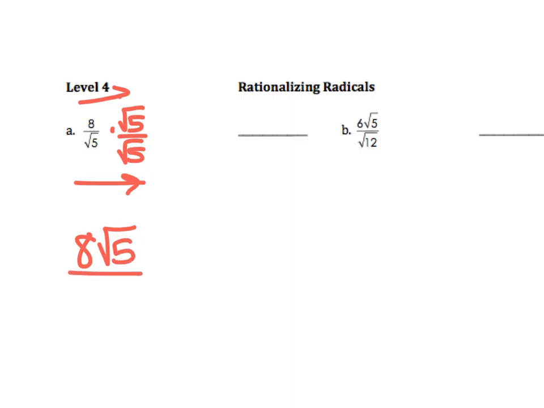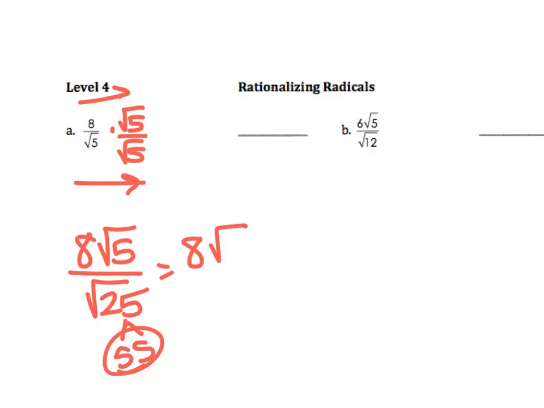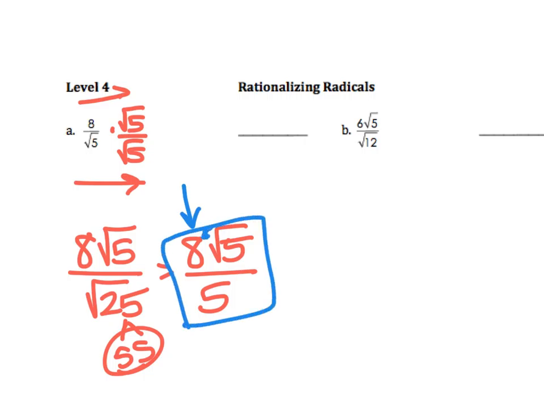Then in the denominator, you can multiply root 5 times root 5 to get you root 25. And then simplify. 25 is just 5 and 5. So this equals 8 root 5 over 5. And again, you always want to make sure, can you simplify 8 over 5? In this case, you can't, so you know you're done. Sorry, that little thing shouldn't be there.